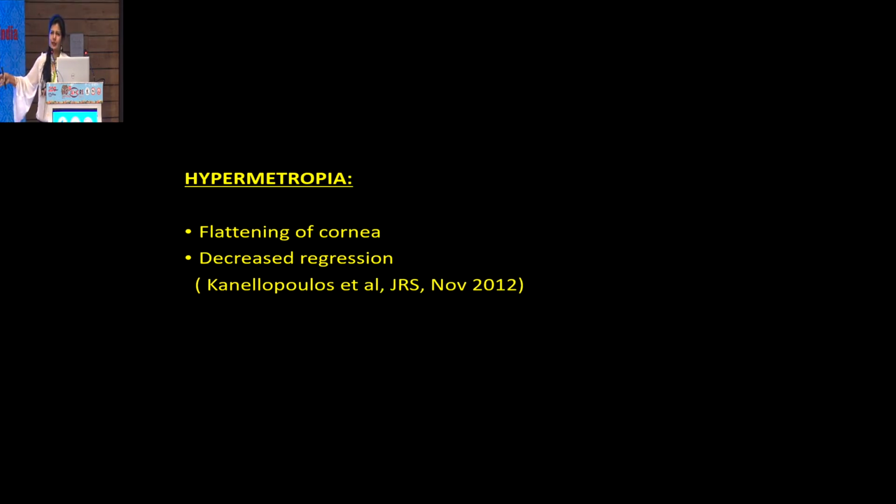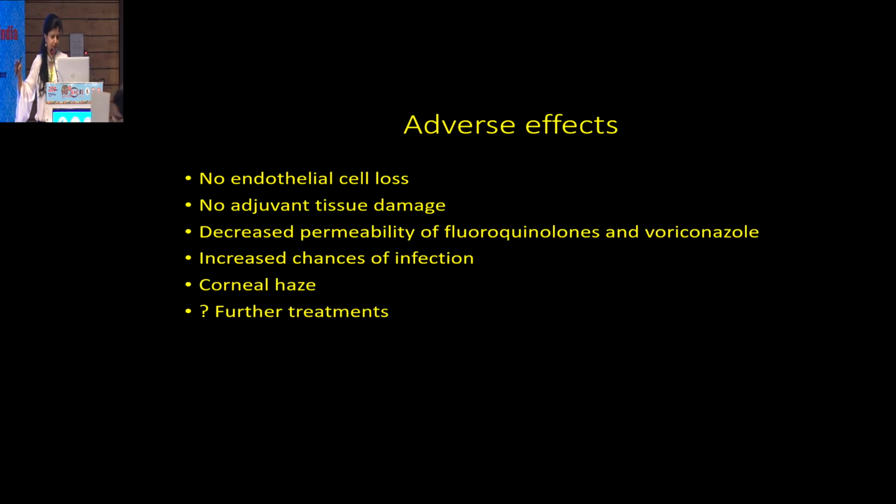Now, what could possibly be the adverse effects? You have a young patient with an absolutely normal endothelium subjected to CXL. So, yes, the question is whether there is any effect on the endothelium. Even when you do hypermetropes, you get to know that there is more consistent flattening in these patients and there is less regression. Endothelial cell loss is virtually nil in these patients. There is no adjacent tissue damage; especially if you're concerned about the limbal stem cells all around, they are not damaged.